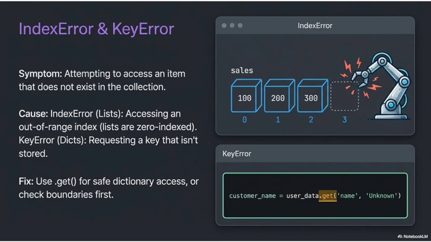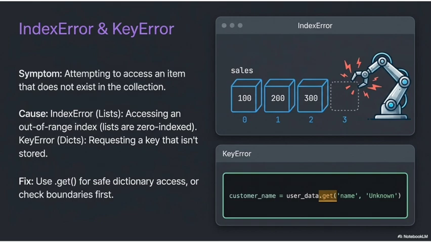KeyError hits dictionaries. You requested a key that was never stored in a dictionary. user_data['name'] crashes if the name key doesn't exist in that dictionary. The universal fix for both is to use .get() with a key and then have some default value such as 'unknown' for dictionaries to return a default instead of crashing. For lists, check the bounds with an if index < len(my_list) before accessing.